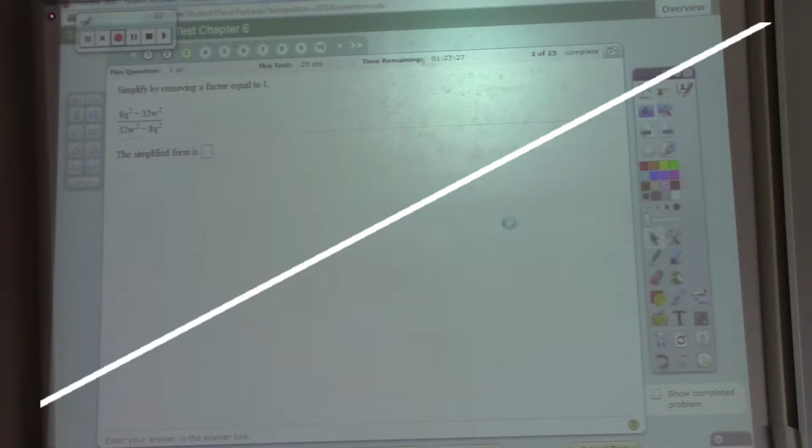All right? Simplify. God, these are too easy. I'm gonna have to go back and fix the test. It's too easy. No, it's not.